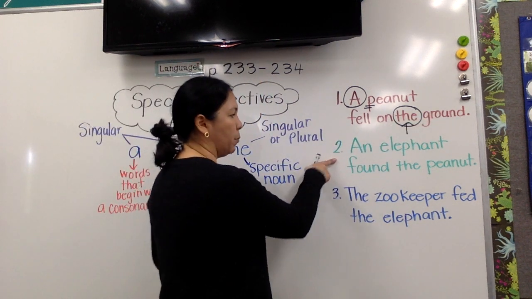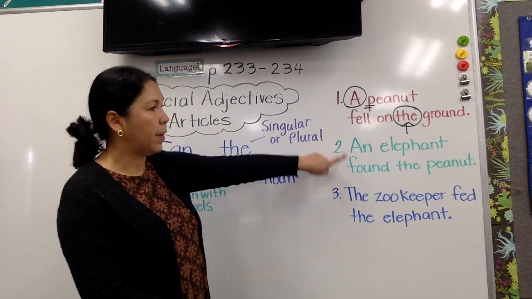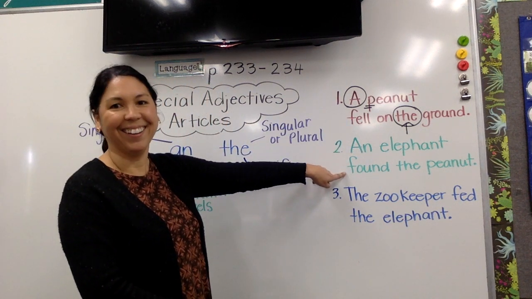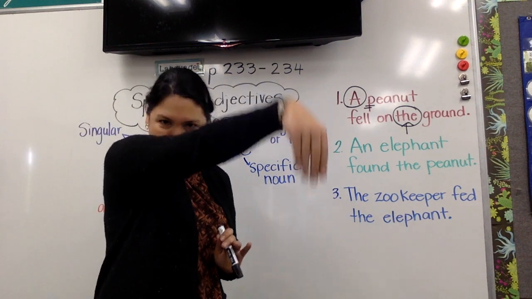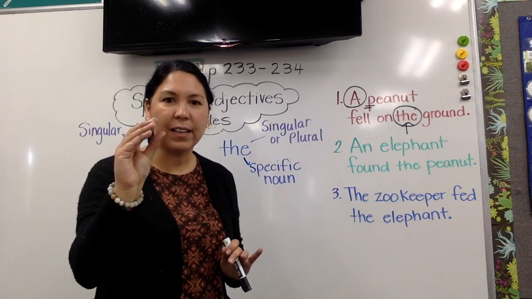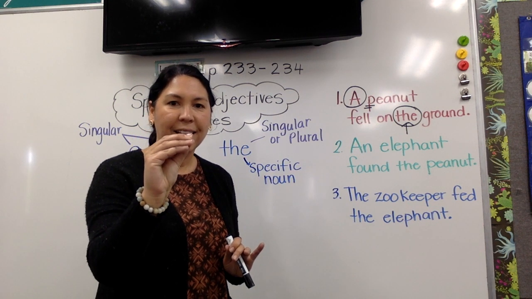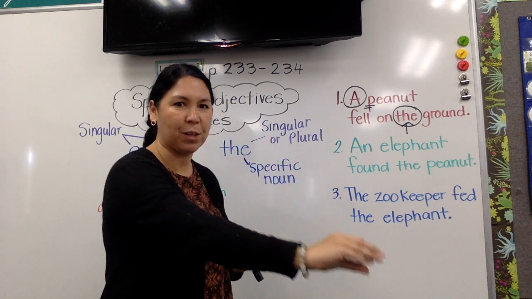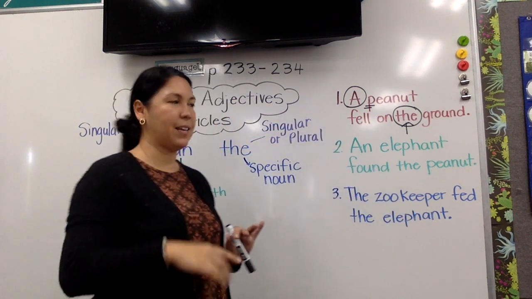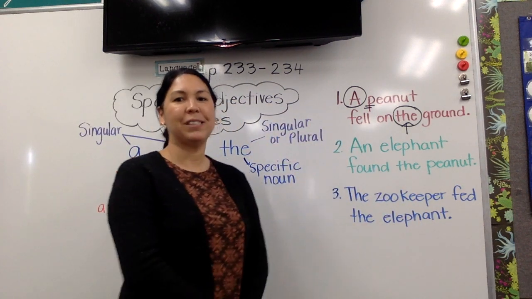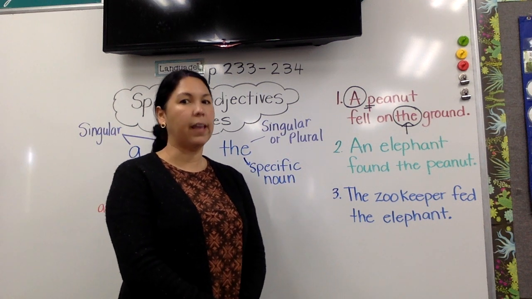Okay, let's look at our next one, number 2. An elephant found the peanut. All right, you've got to picture that in your head. A peanut falls on the ground. I can picture that long trunk coming down. Have you ever seen an elephant pick up a peanut? They almost have little fingertips on the tip of their trunk, and they can just squeeze and pick things up. It's so neat. Okay, who sees a article in number 2?